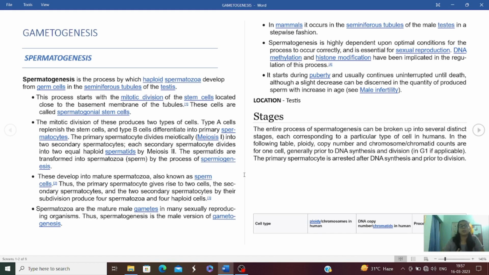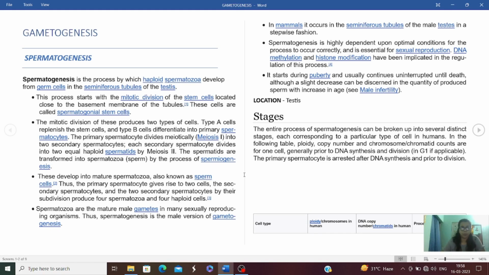Spermatogenesis is the process in which haploid spermatozoa are developed. From where are these haploid spermatozoa formed? From the germ cells. Where are the germ cells present? The germ cells are present in the testis, that is a male reproductive organ. The male reproductive organ consists of testis, and in testis there is the seminiferous tubule, and inside the seminiferous tubule the germ cells are present which develop the haploid spermatozoa. What is haploid? Haploid means n number of chromosomes.